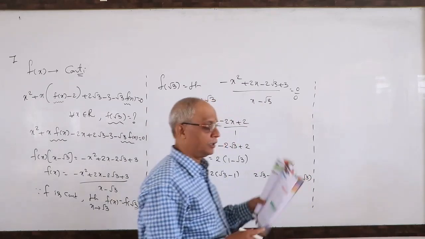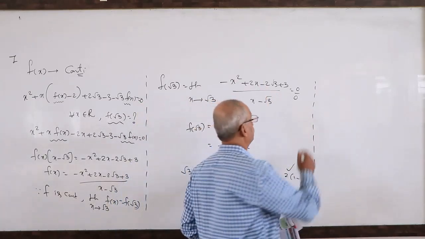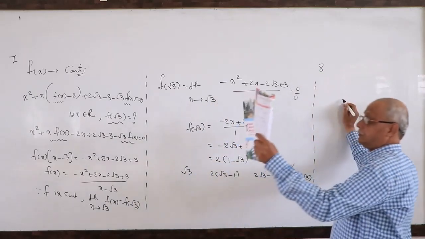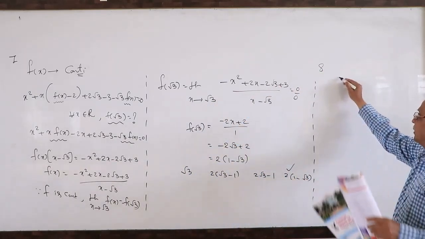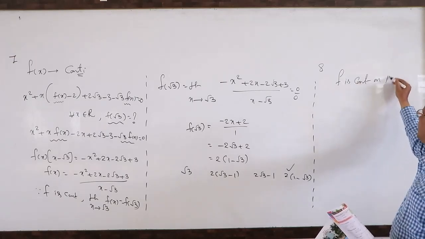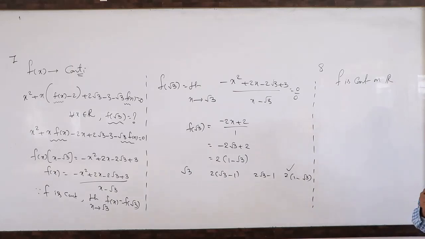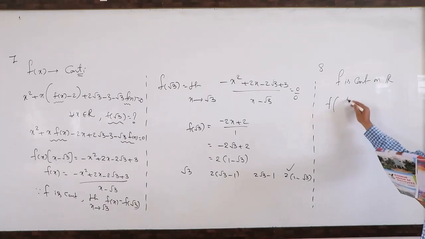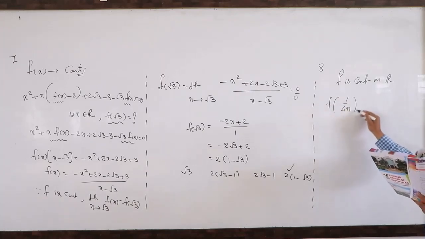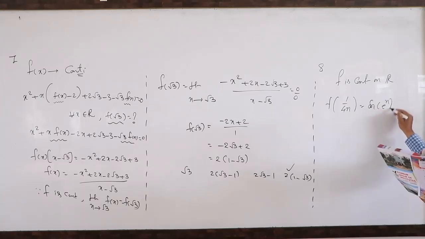This is also under a different problem. The 8th one we do. f is a continuous function on R, all real numbers. f of 1 by 4n is equal to something with sin of e power n.